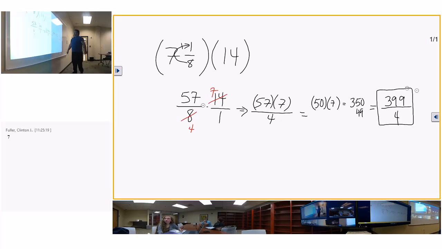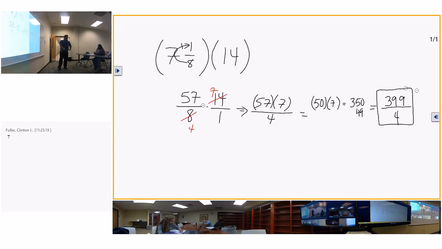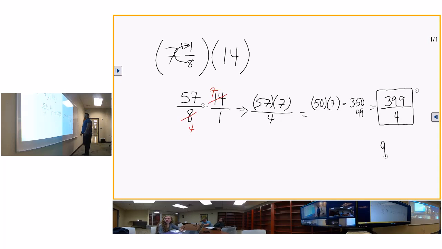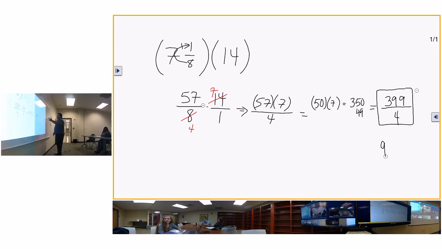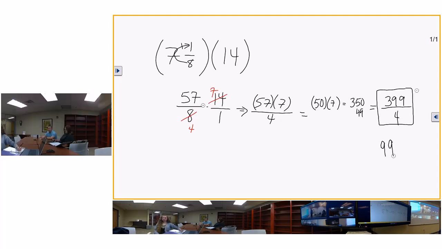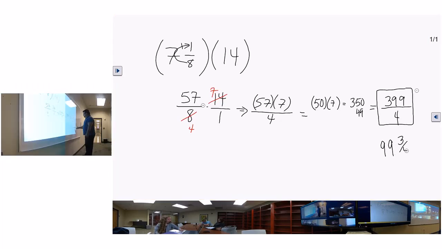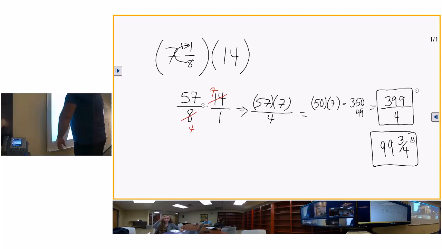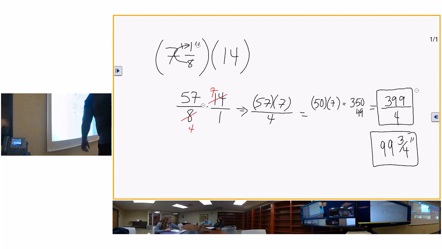Now, of course, you need to change that into a mixed number because we're dealing with feet. So 4 will go into 39 9 times, right? 4 times 9 is 36. That'll leave 3, so 99 and 3/4 inches. I guess it's inches. Yeah, because these are steps and this is inches. So yes, it'd be 99 and 3/4 inches.